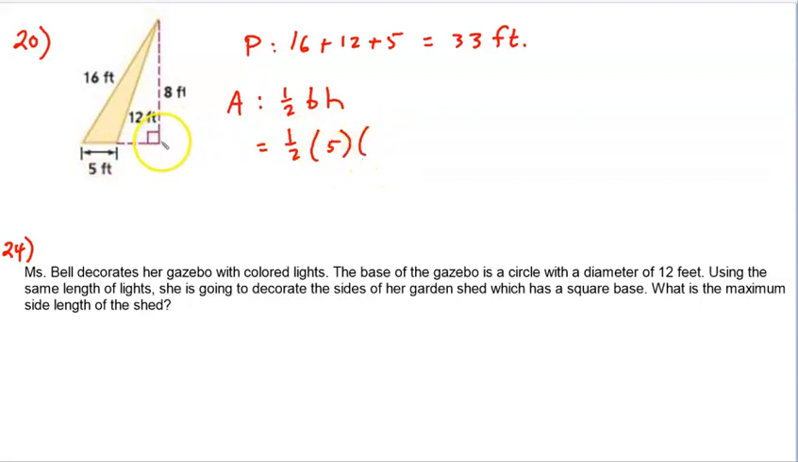And the height, you got to be careful. The height is the true vertical height. So when you're calculating height, it's got to be a straight up and down vertical line. The line here that forms this right angle, it's the 8 feet line, the one that is perpendicular to the base. So not the 12. So 1/2 times the base times the height, and so that is going to be 20 square feet.